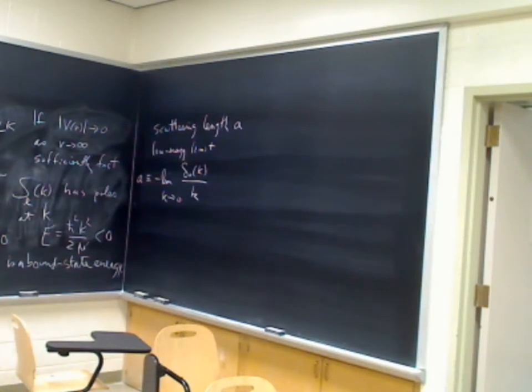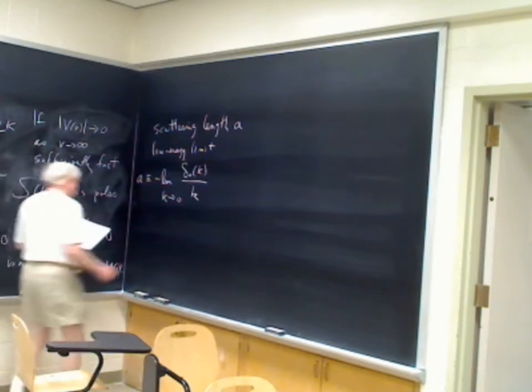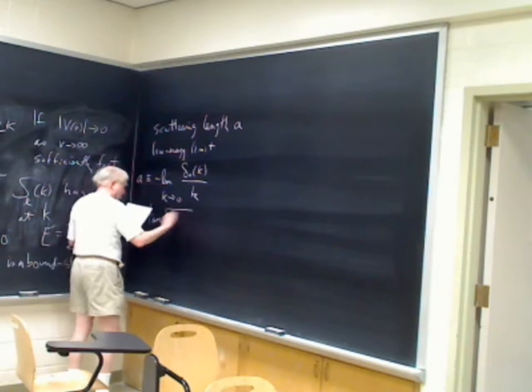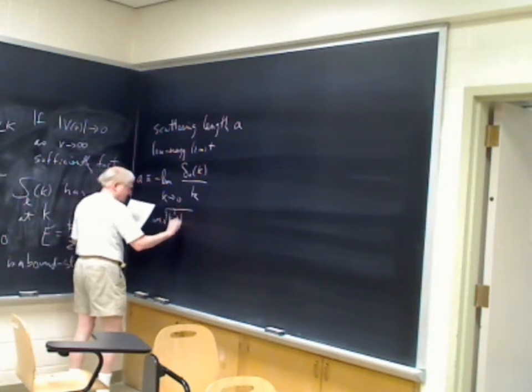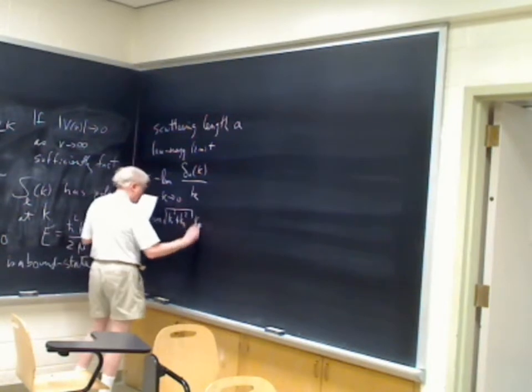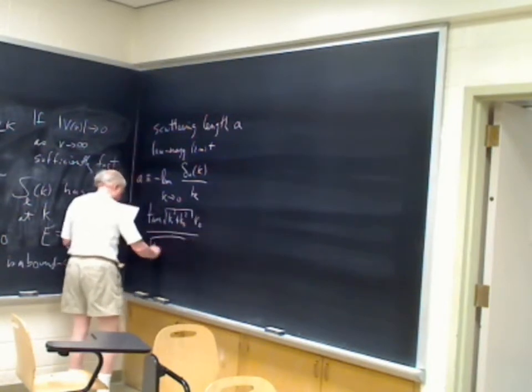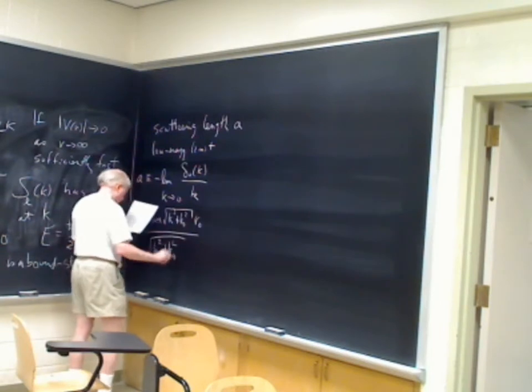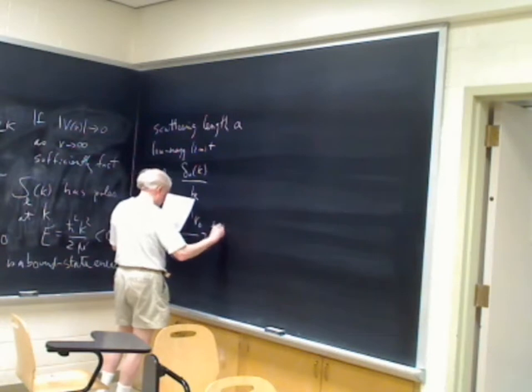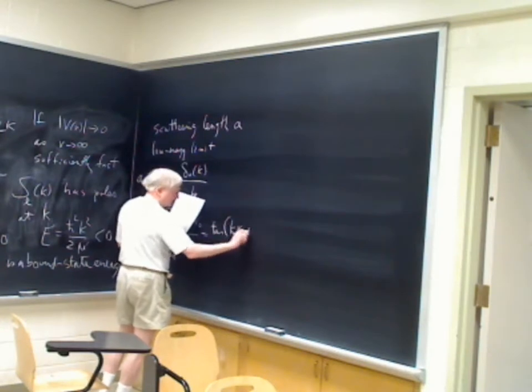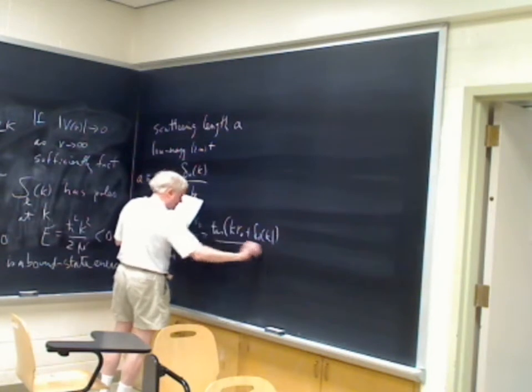Okay, well, let's go back to our equation right here. This equation, whoops, sorry about that. This equation where alpha is k r0 plus delta 0 is a nice equation to tell us how to find the scattering length. This equation then is, let me write it slightly differently, the square root of k squared plus k0 squared, r0, divided by the square root of k squared plus k0 squared, is equal to tangent of k r0 plus delta 0 of k over k.